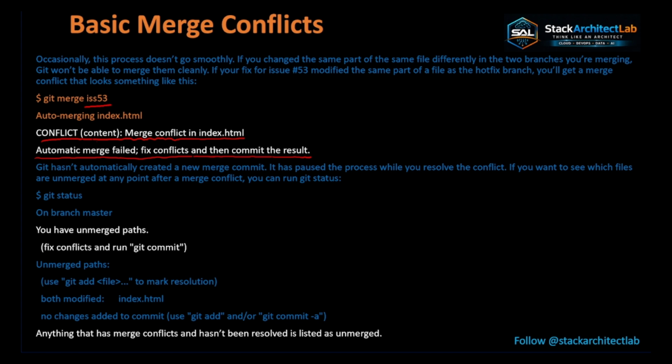And if you want to see the status also, you can run the command called git status here. On branch master, you will see here branch master is coming. And then you see it is showing you something called unmerged path. Anything you see in the unmerged path means that we need to resolve it. So that is our conflict.